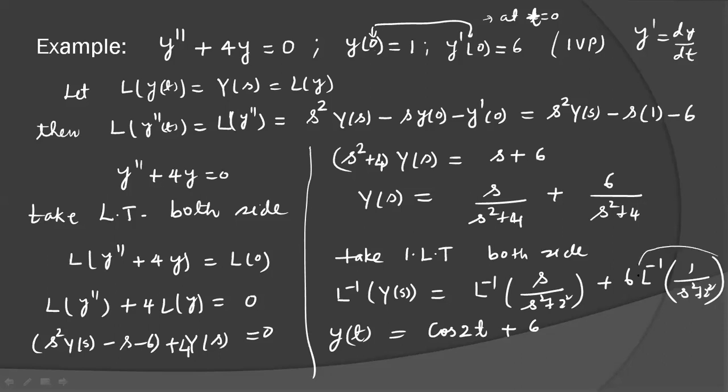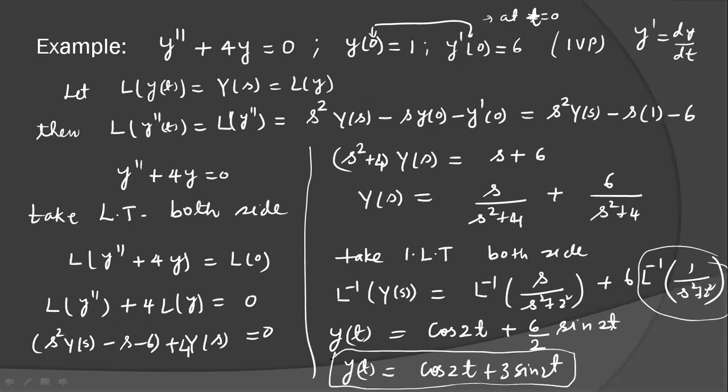I told you the Laplace inverse of 1 over s square plus a square is 1 over a sine at. It means here one half sine 2t. So it will give you y(t) equal to cos 2t plus 3 sine 2t. So this is the solution of the given IVP.